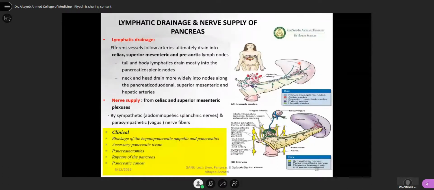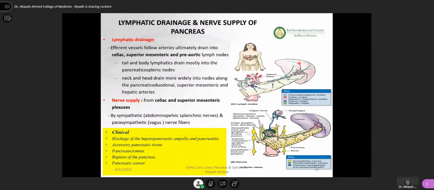We have the lymph drainage. The lymph usually drains into celiac, superior mesenteric, and pre-aortic lymph nodes. Here, it is very important to remember that cancer or tumor arising from the tail or body may spread into the pancreatico-splenic lymph nodes, while the neck and head usually drain into the pancreaticoduodenal, superior mesenteric, or hepatic lymph nodes.